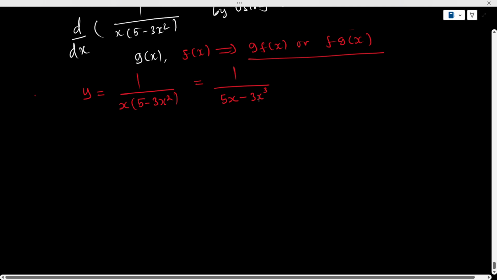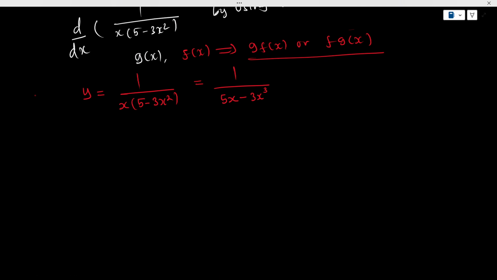Now we can go ahead and set u. Let me write this again here for you to see. We can now write y as (5x minus 3x cubed) to the power negative 1. I'm using the rule that 1 over x can be written as x to the power negative 1. That's what I just did.